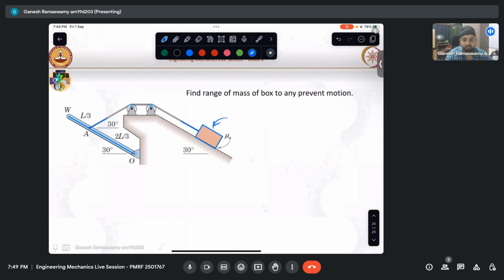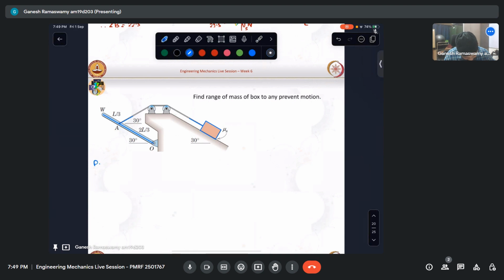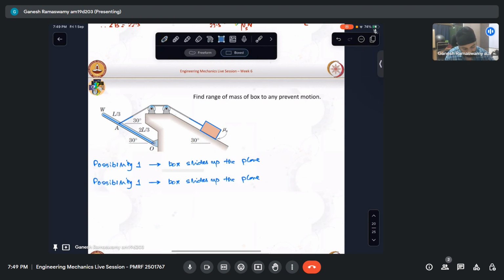So there are two possibilities here. One is possibility 1: the box slides up the plane, and possibility 2 is the box slides down the plane. That is, it is overpowering the link. So these two are the only scenarios.